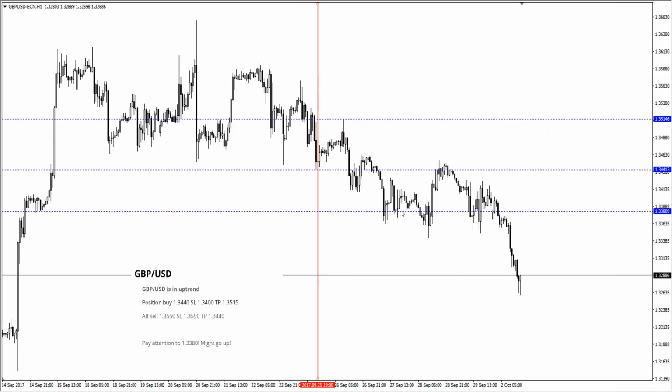And I also said pay attention to 33.80, it might go up. And you see what happened after 33.80 was hit. An instant rejection of 30 pips.